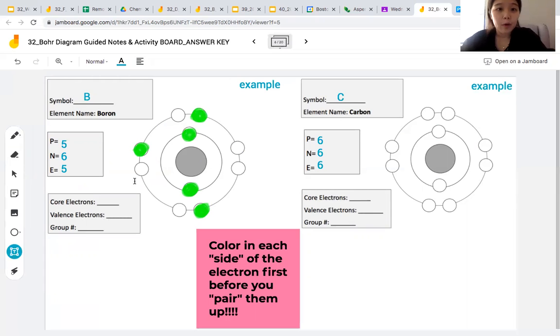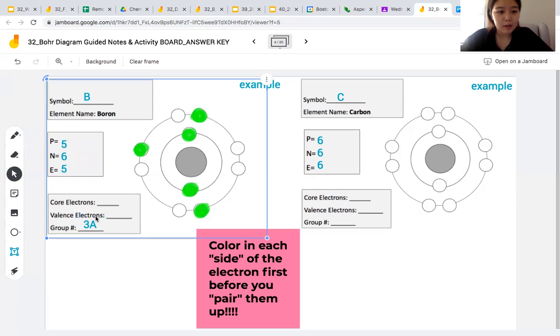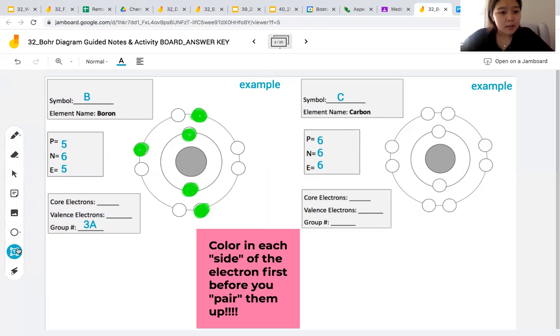Group number for boron is, if you look at the periodic table, it is 3A. But I'm just going to put that down here. And core electrons is 2. As you can see, there's 2 in the innermost shell. And then we have 3 valence. Outermost shell has 3 electrons, so that's your valence electrons.